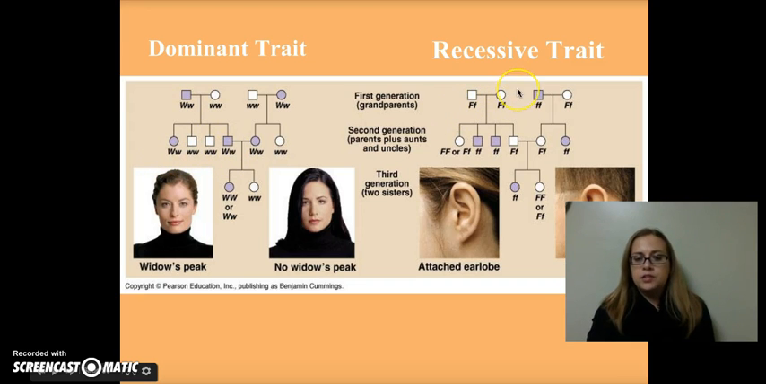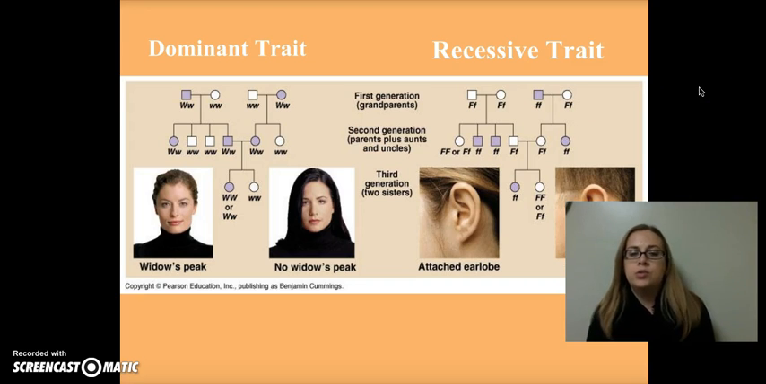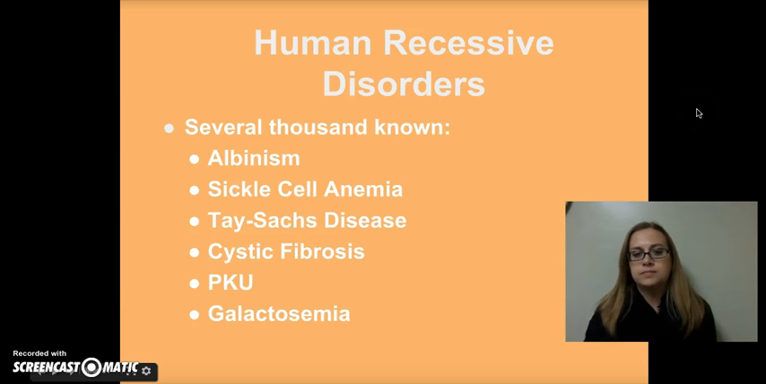Over here, we're looking at the recessive trait, which is attached earlobes versus free earlobes. So here you can see that we have individuals that carry the allele for the attached earlobe. However, they don't actually have the recessive form. But because they're both heterozygous, they can pass it on to, in this case, their 2 sons. So what's interesting about recessive traits, and when we make pedigree charts, is we can see how those traits can skip generations because they're hidden in the heterozygous individuals.